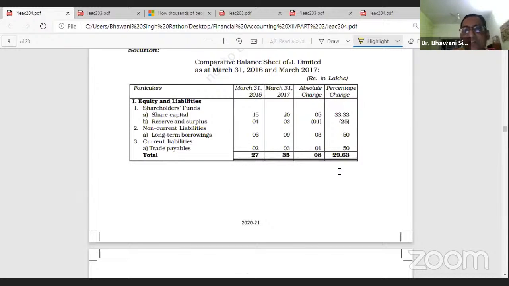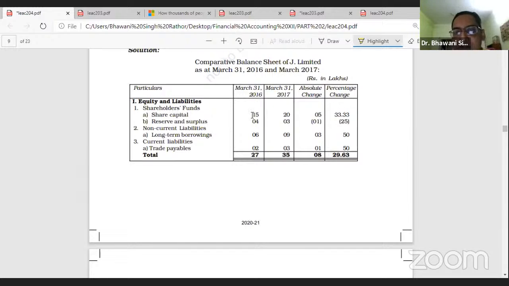This is the information which is given for the previous year and the current year. And we need to subtract the information for the previous year from the current year to get the absolute change. And then we need to divide the absolute change by the previous year information so as to get the percentage change. So this is 20 minus 15, which is 5. That is the absolute change which has occurred in the share capital of the company.